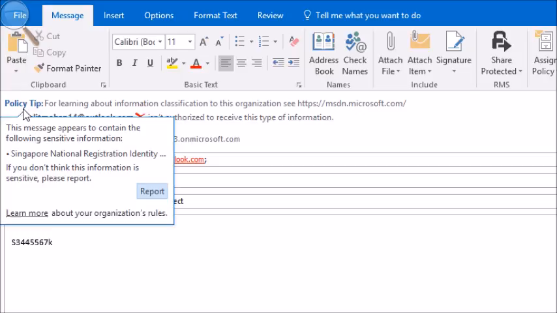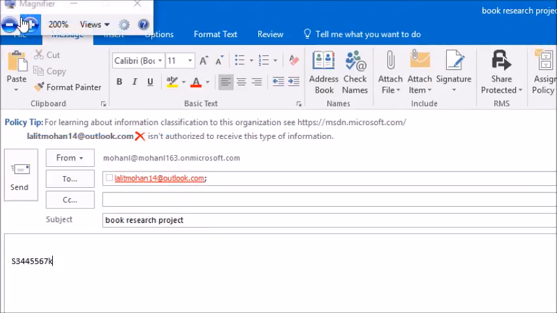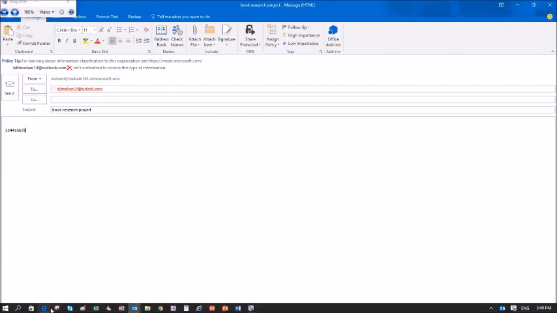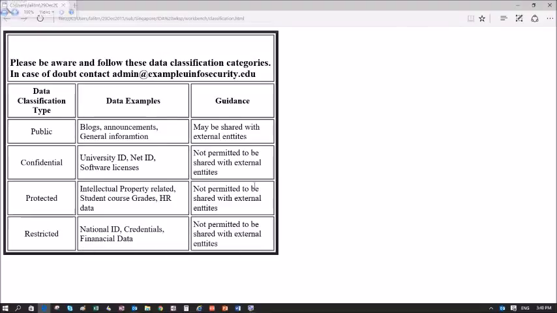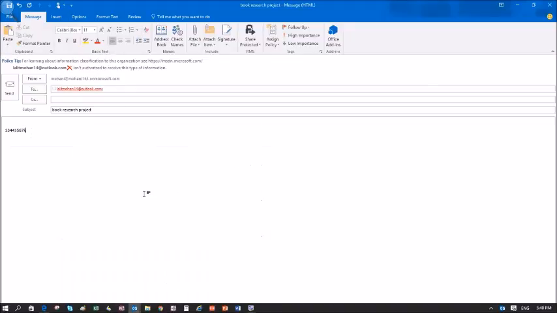If he wishes to learn more, he can actually go to the organization rules which are described at a website shown here, and it shows that this is restricted information. This website can be used by the institute to educate the users online, help them understand what's going on, and also remedy the situation so they can move forward with their work.